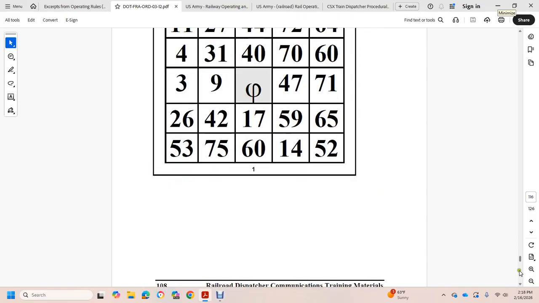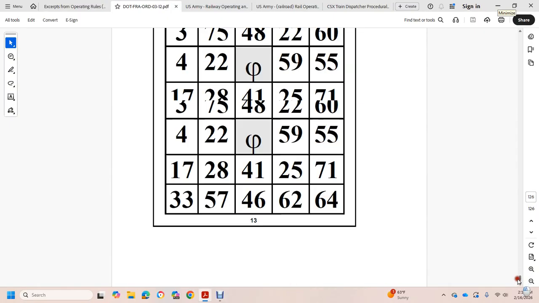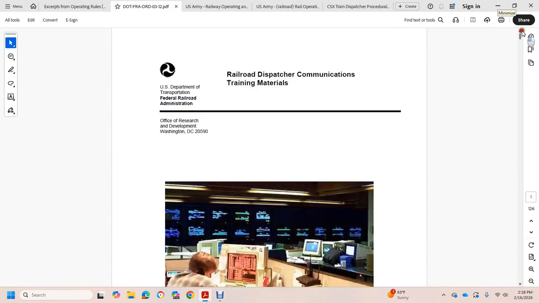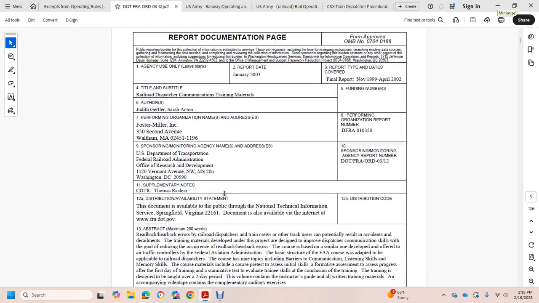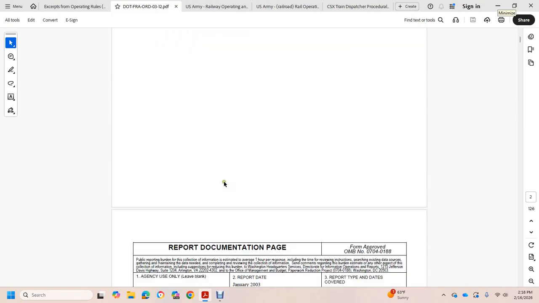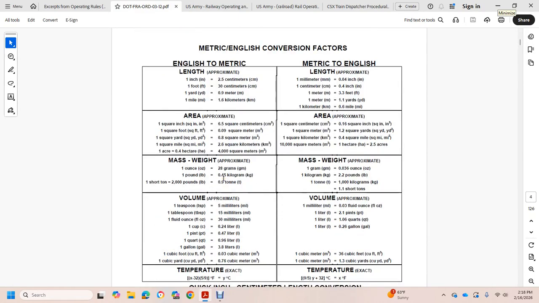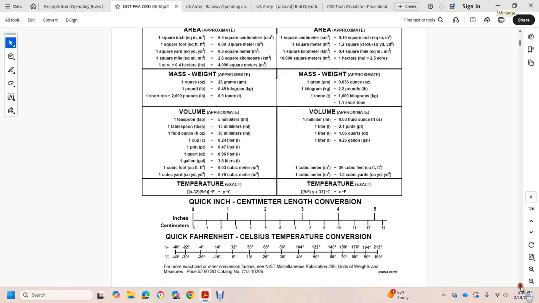Show the bingo sheets, and that's the rest of the manual. And I didn't look over this type of sheet. We have mass unit conversions: length, English to metric, length to area, mass to weight, volume, temperature, quick inch to centimeter length conversion, quick Fahrenheit to Celsius temperature conversion.